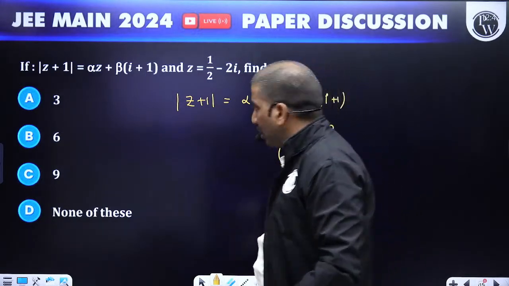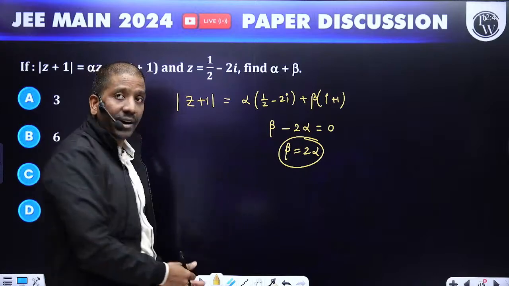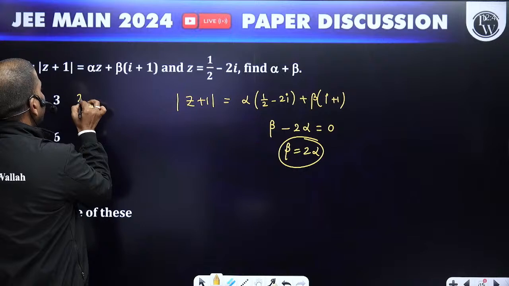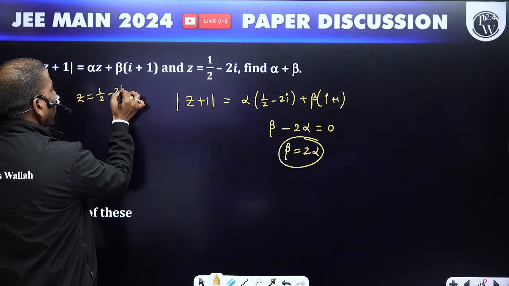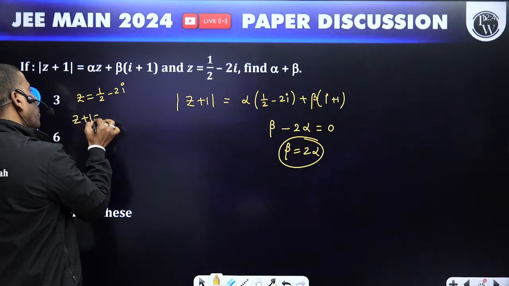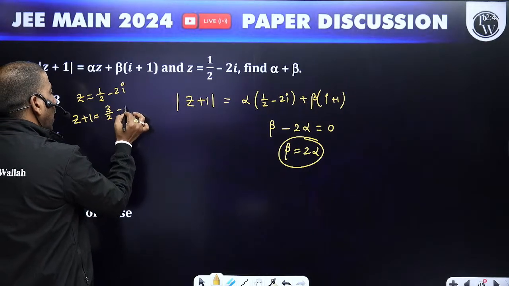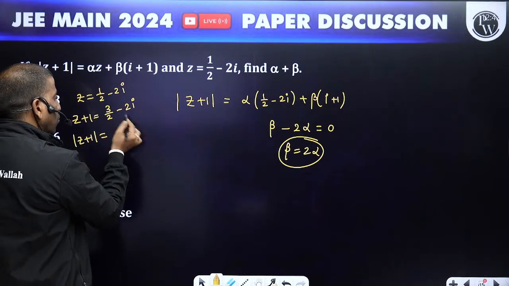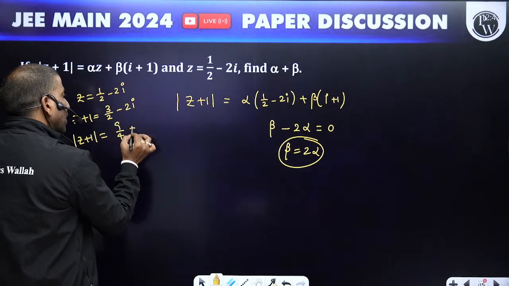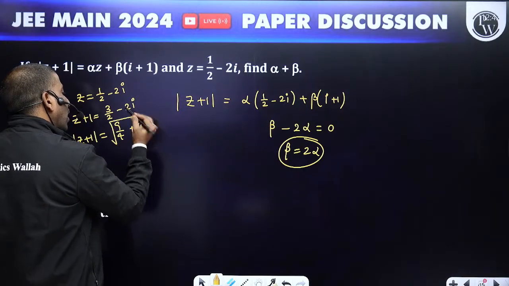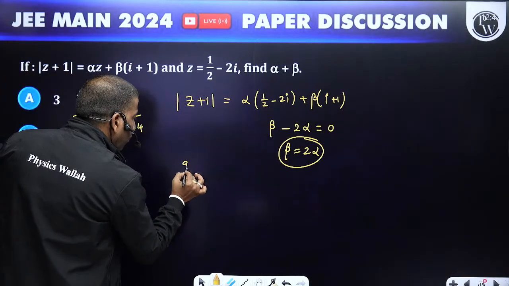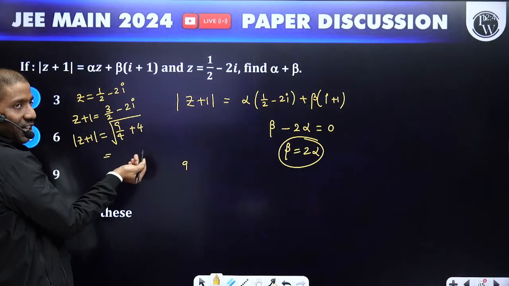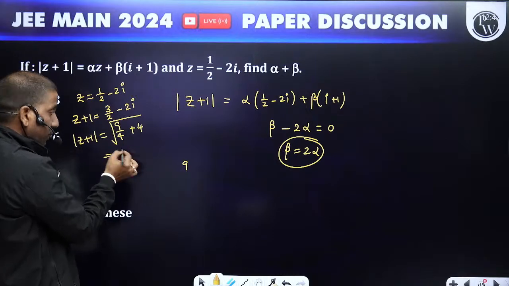So what is the second relation? For the second relation, we need to compare real parts. What is the real part? Z plus 1, where Z is given as 1 by 2 minus 2i. Adding 1, we get 3 by 2 minus 2i. What is the modulus of Z plus 1? It is the root of 9 by 4 plus 4. So 9 by 4 plus 4 under root, that is 9 plus 16 over 4. We can simplify furthermore because 9 plus 16 is 25, so the modulus is 5 by 2.